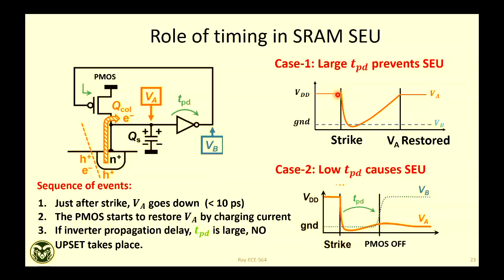You started with VDD, ended with also VDD. The yellow is this node, Q. And this dashed line here is Q bar, which is VB. So VB remains the same because your propagation delay was long. There can be some fluctuation, but this is not enough to change the steady state. So that is the very important aspect for SRAM.